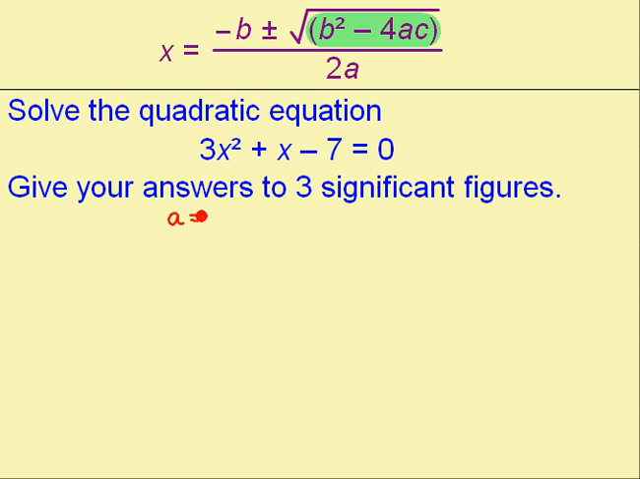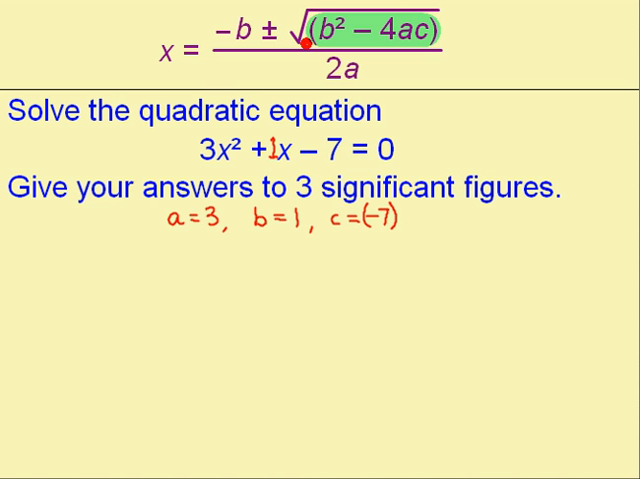So you should have got that A is equal to 3, B is equal to, now here we've got plus x, that must be plus 1x, so B is equal to 1, and C is equal to minus 7. Remember, when you've got a negative number, put it in brackets.